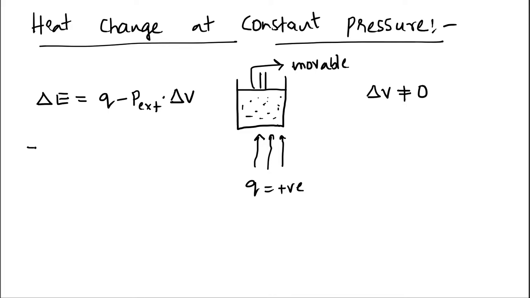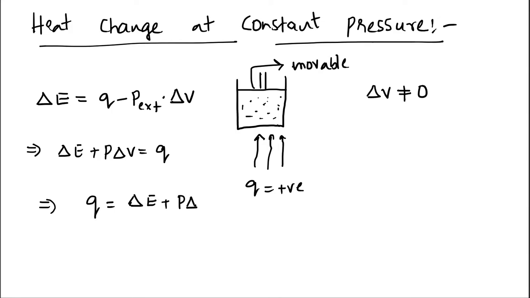So now if I rearrange this expression, delta E plus negative P external times delta V, when it comes to the left side it becomes positive P delta V. That's going to be Q. That means heat supplied at constant pressure results in the delta E and also some work. This is the expression for heat supplied at constant pressure.